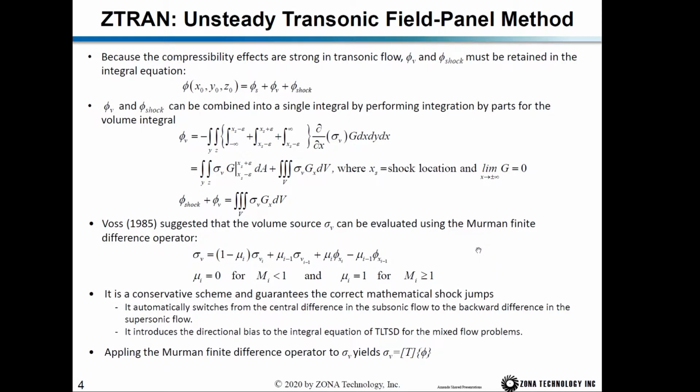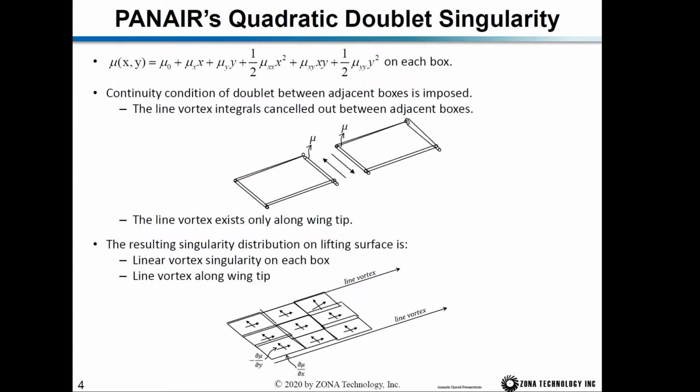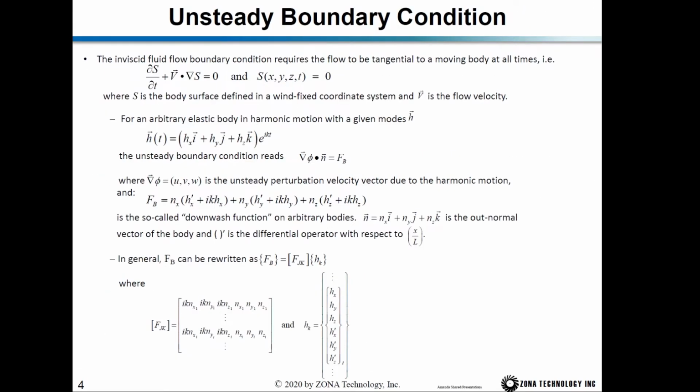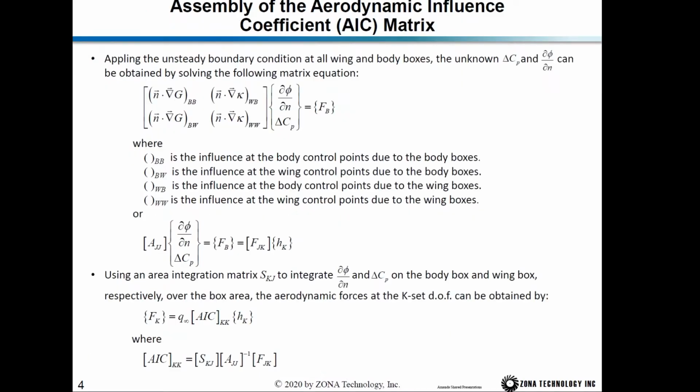And the last method is called Z-Trin. If we go back, Z-Trin solves the linearized unsteady transonic small disturbance equation, which is this equation. It consists of three parts. The first one is the surface integral. The second one is the volume integral. The third one is the surface integral around the shock surface.